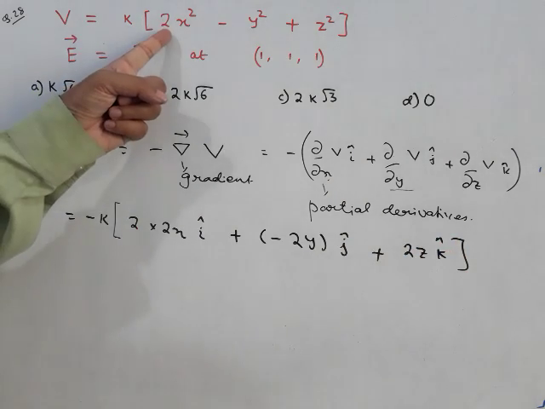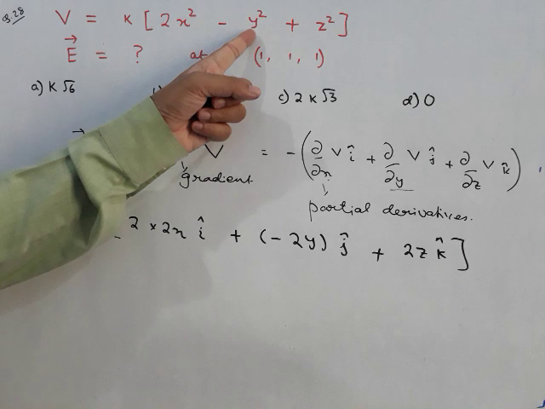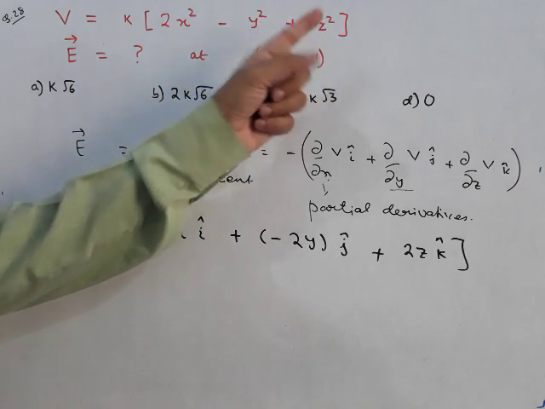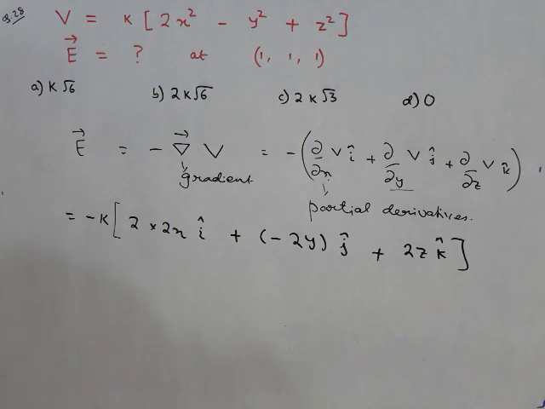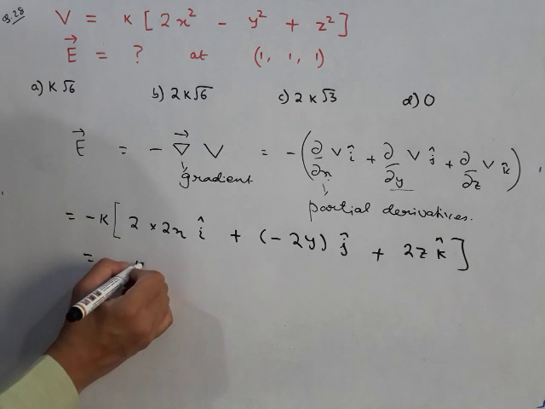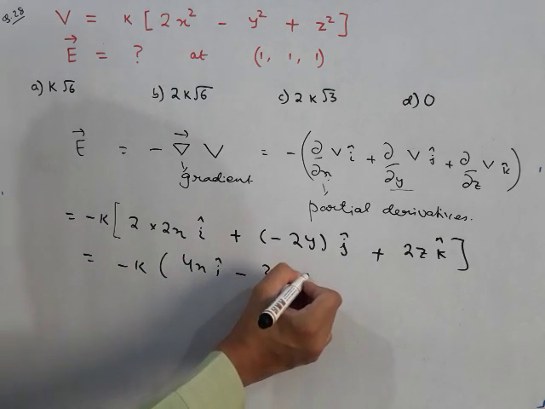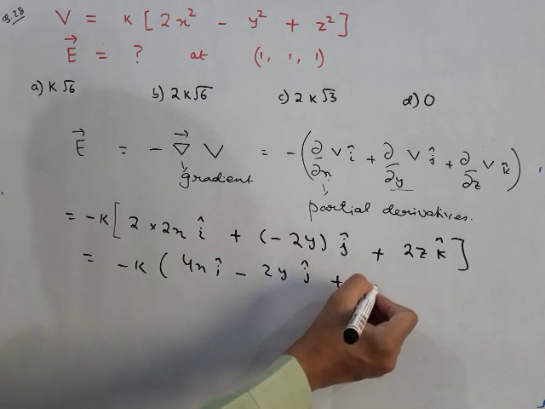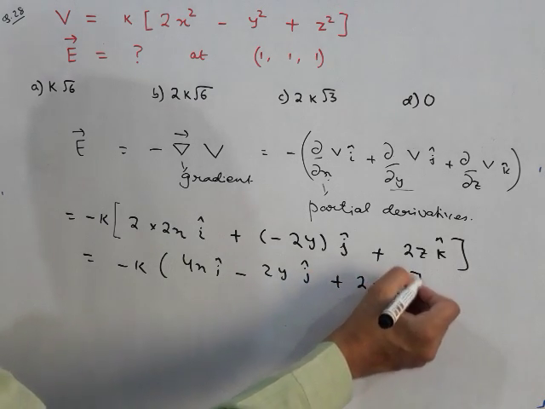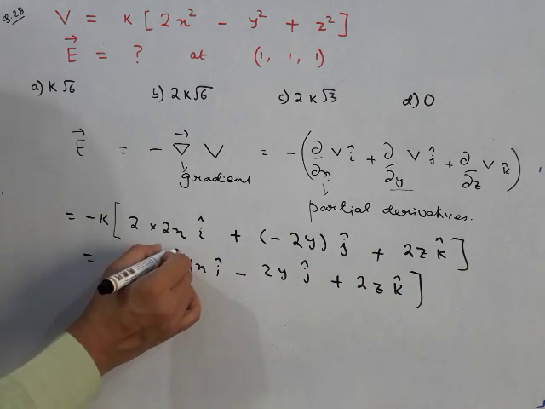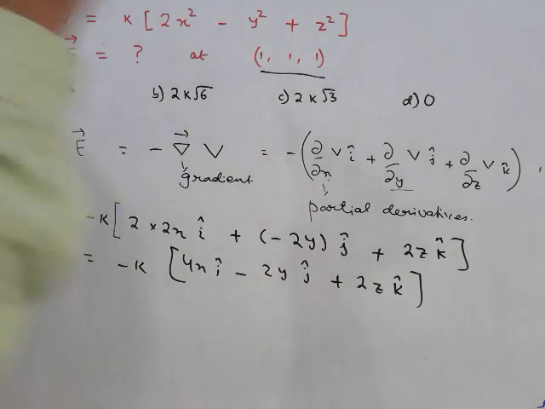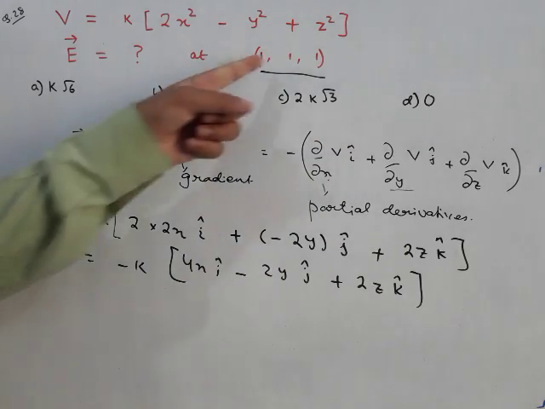So derivative of this with respect to x, derivative of this with respect to y, derivative of this with respect to z. So how much we get? So we get 4x i cap minus 2y j cap plus 2z k cap. Now we have to find the value of this electric field at which point? At 1, 1, 1. So put x, y and z as 1.